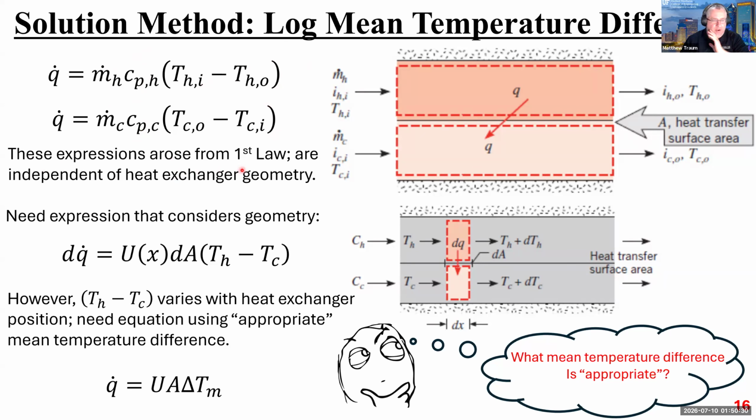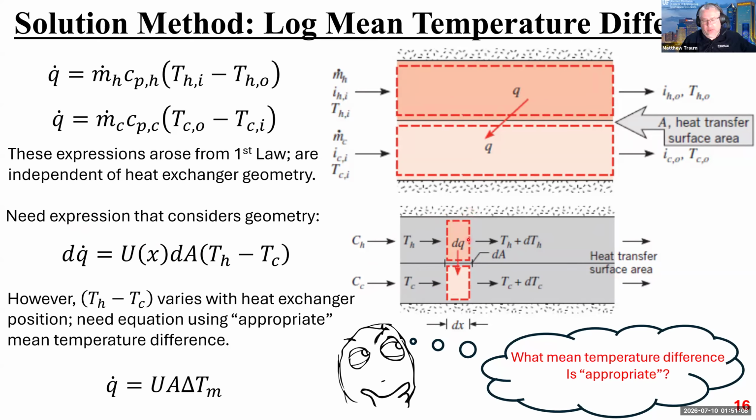So, just want to point out that they're independent from heat exchanger geometry. So we need an expression that considers the geometry, right? Because we're actually interested in calculating U and A to figure out what's going on inside the heat exchanger, to make sure that it's been designed correctly. And so the initial expression that we might come up with is to say, okay, I'm going to take a little section of this tube and I'm going to call it delta X in terms of thickness, and in terms of the size, it's the same size as the channels.